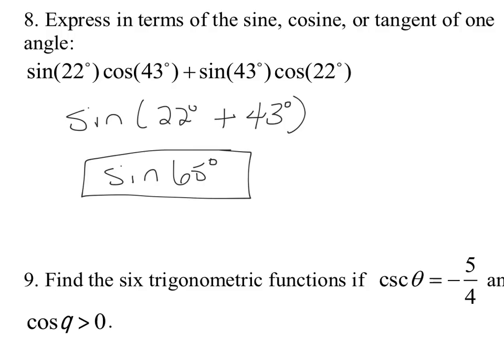All right, this is very simple. All you're doing is combining these two angles together. Since the law that we're using here is for sine, we're going to keep our addition. So the sign does not change here. So we're doing sine of 22 degrees plus 43 degrees. 22 plus 43 is 65. So your answer is sine of 65 degrees. That's it.